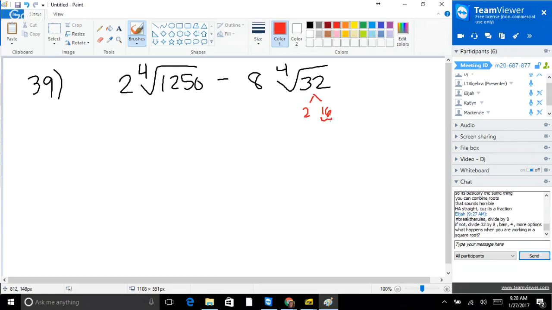This is like a game. If you're working in a square root, you can still break down the number inside the square root, Elijah. So that's why I'm kind of looking at, okay, what do these have in common? Nope, 16 doesn't go into it. 8 doesn't go into it. I'm just trying all these different numbers because I haven't actually done this problem, so I'm just trying it out like you guys too.